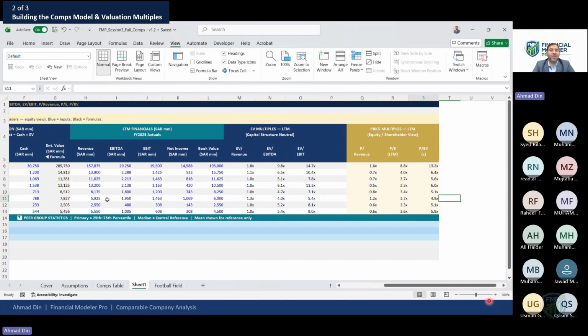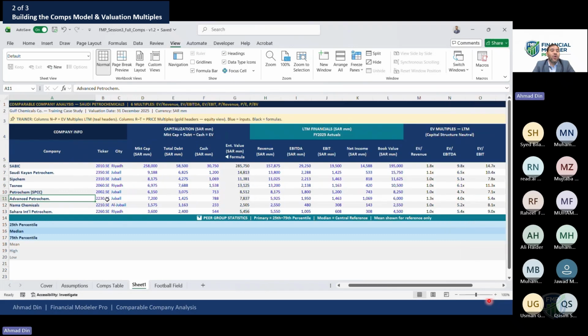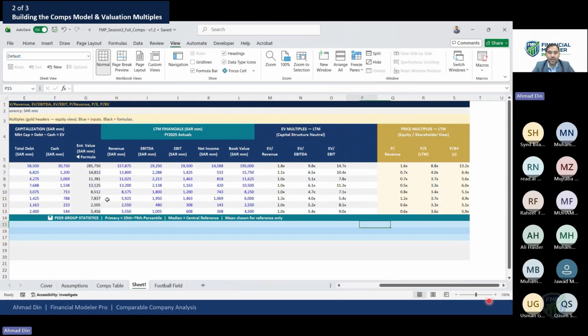Now we have calculated our multiples. We already discussed that we need to calculate the ranges of the multiples. We should not apply just one multiple. For example, SABIC's EV over EBIT is 14.7, but for Advanced Petro it is 5.4. So there is a big gap in the numbers, and we need to give ranges. At the end we will select which number to use for our value calculation.